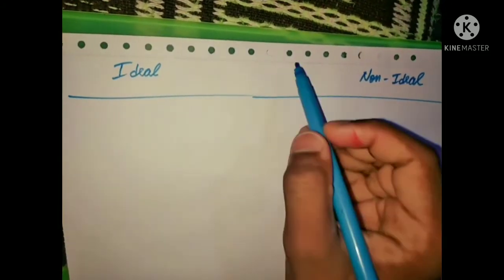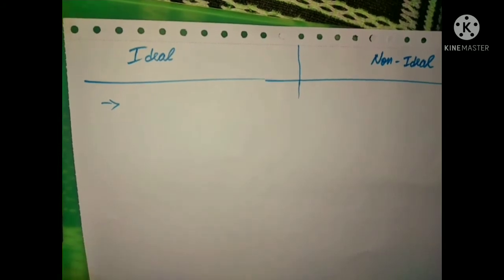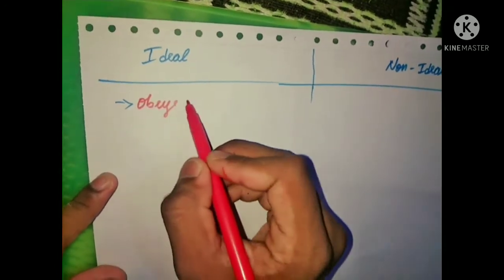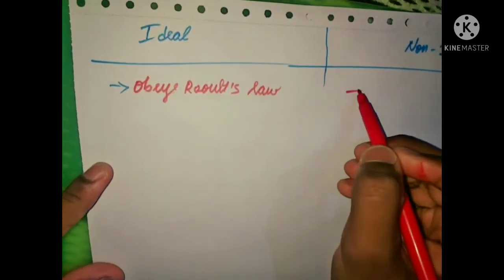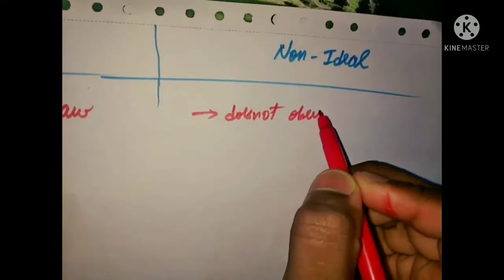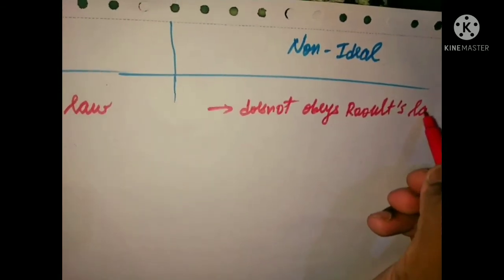Next, I am going to teach the difference between ideal and non-ideal. It's very important, friends. The ideal solution definition: the solution which obeys Raoult's law is nothing but an ideal solution. The solution which does not obey Raoult's law is nothing but a non-ideal solution.